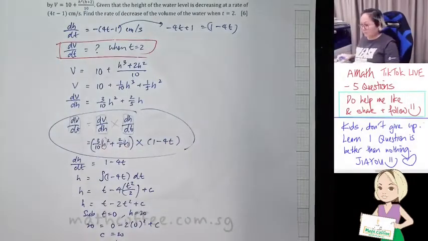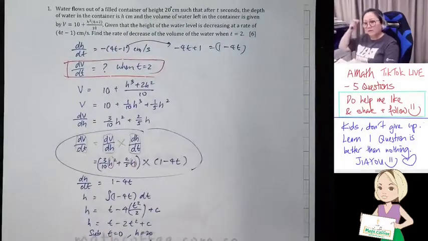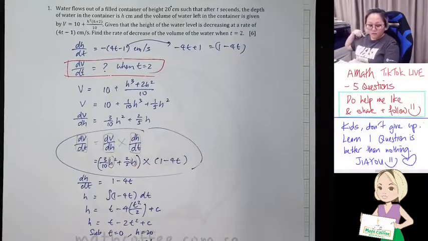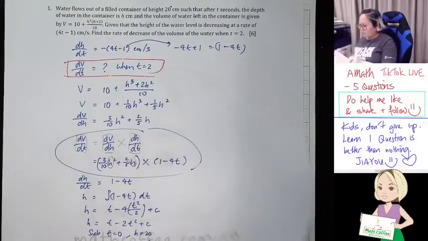Okay, let's proceed to the next one. dV/dt is the rate of change for volume with respect to time.